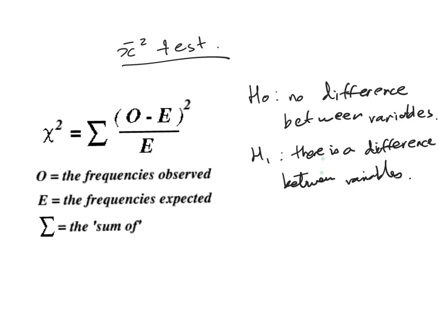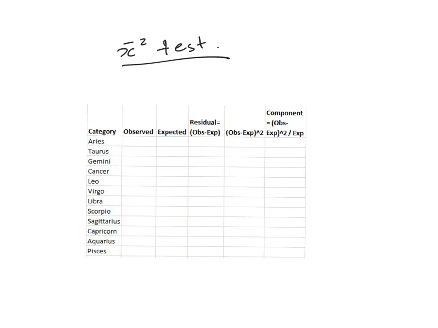Now let's say we took a bunch of people and we asked them what their star sign was. And we wanted to see if there was a difference in any of those variables. So H0 would be there is no difference between the star signs of a random group of people. Your H1 would be there is a difference. Okay, so in this example, 256 visual artists were asked, and we'll see how to work out the chi-squared.